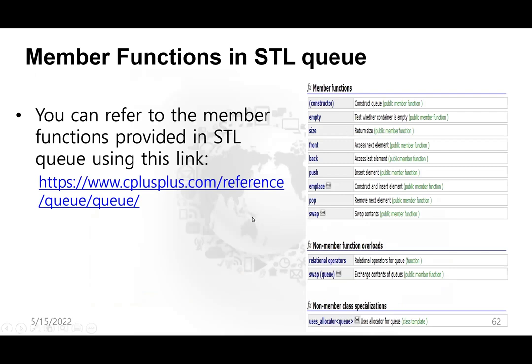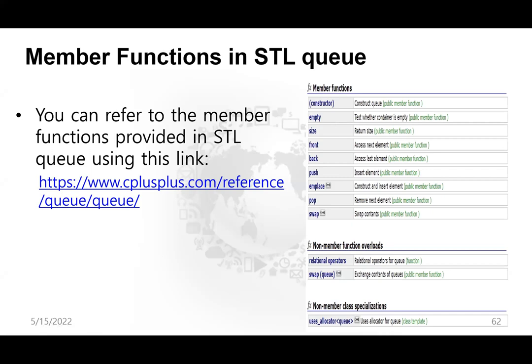Okay, so if you want to implement queue using STL, you can look at the member functions that are provided. You can go to this link here, which lists most of the member functions that you can use when you use queue. Okay, so let's look at some examples.